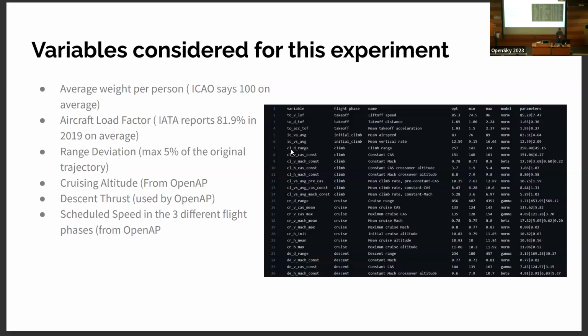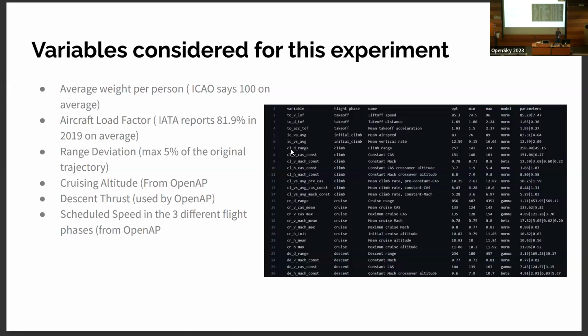The other main contribution for the takeoff weight is the aircraft load factor. On the IATA reports for 2019, the average was a little bit less than 82% for passenger aircraft. We also used the range deviation.